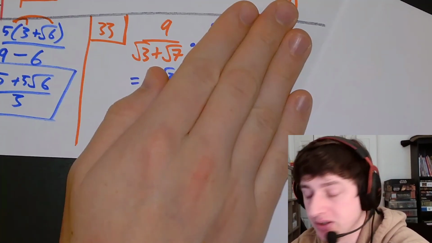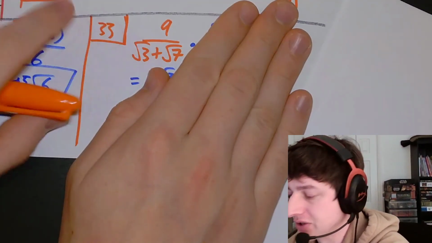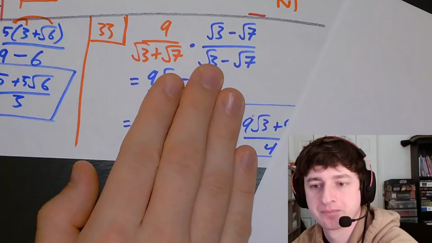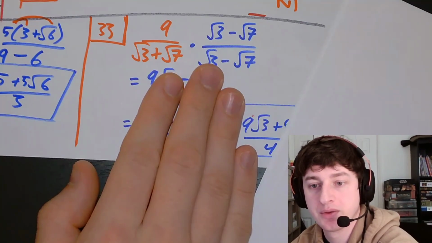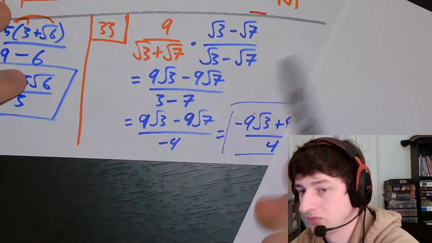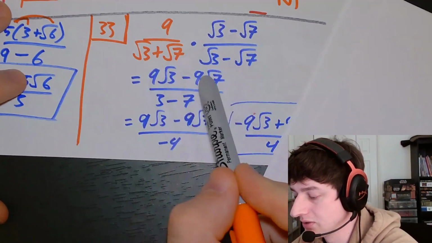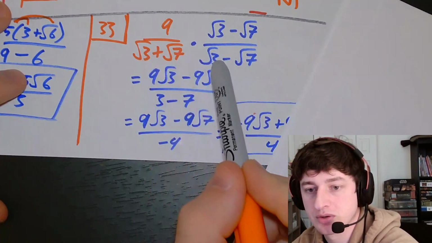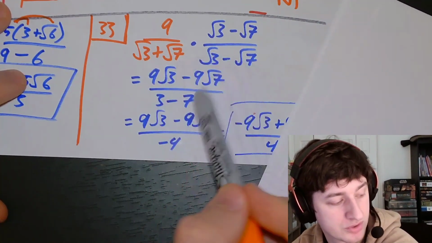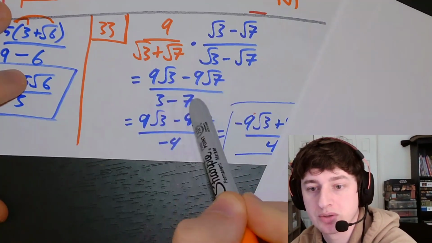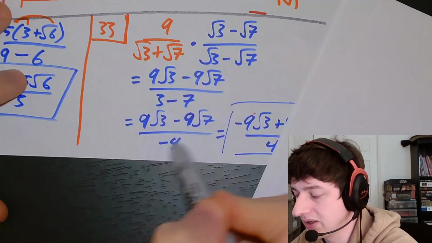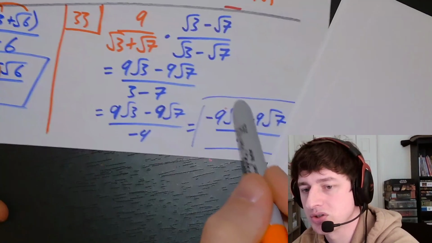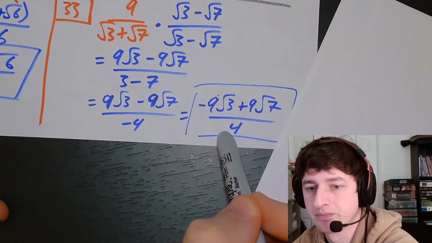So the conjugate is the same values, just switch this to subtraction. 3 minus the square root of 7, 3 minus the square root of 7. And then we distribute. So 9 times both of these things. And then when we simplify this conjugate multiplication here, it's just square root of 3 times square root of 3, which is 3. Square root of 7 times square root of 7, which is 7. And so then it's just 3 minus 7. None of this is going to divide nicely. So this is a perfectly good answer, but we have a negative down here, so you could switch the signs on the top and make it positive on the bottom. Either one of these is fine.